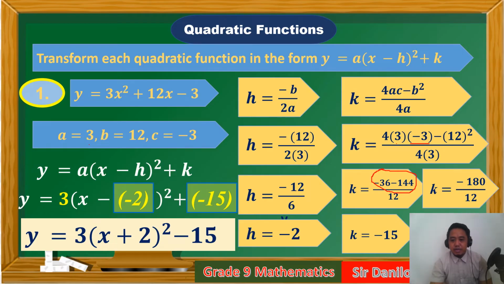Okay. Ito yung reason natin. So, negative 180 divided by 12. So, we have here, ito na yun, palitan natin yung h natin. Okay? Papalitan lang natin. Ito, negative ito, times negative. That's why positive tayo. The positive times negative is negative. So, we have yung ating form, y equals 3 times x plus 2 squared minus 15, where a is 3, h is negative 2, and then k is negative 15.